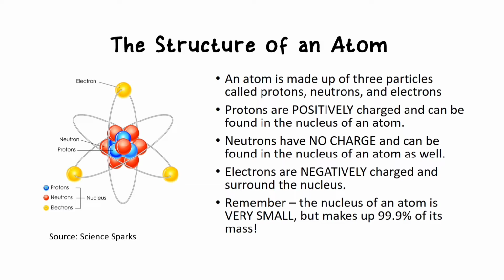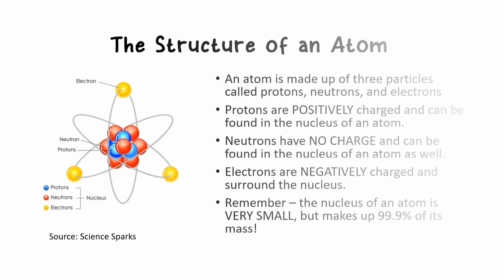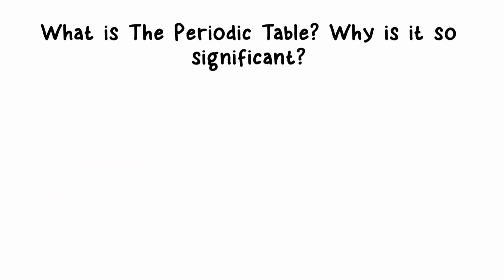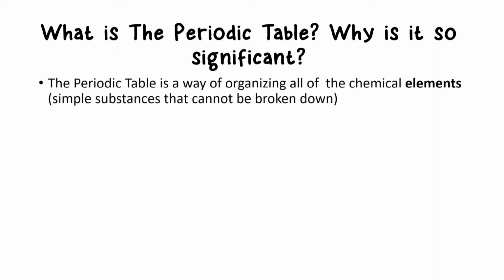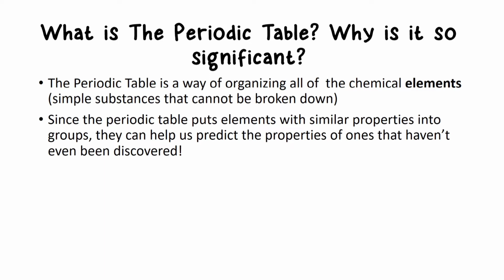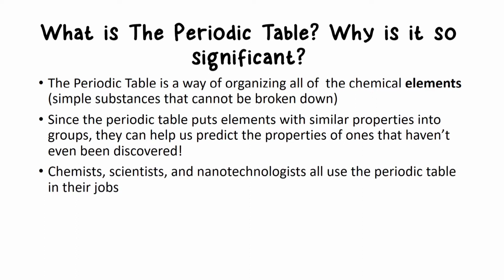Now that we have some basic knowledge, let's dive into the periodic table of elements. What is the periodic table and why is it so significant? The periodic table is a way of organizing all of the chemical elements, which are simple substances that cannot be broken down. Since the periodic table puts elements with similar properties into groups, they can help us predict the properties of ones that haven't even been discovered. Chemists, scientists, and nanotechnologists all use the periodic table in their jobs.